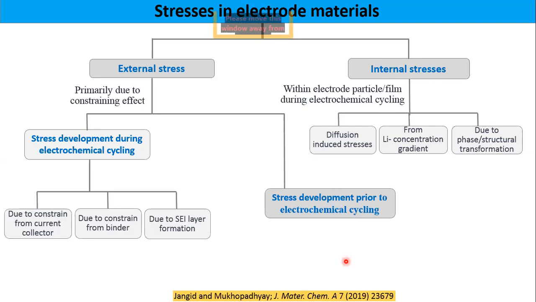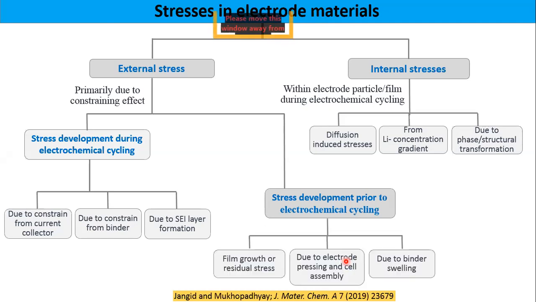And the external stresses can broadly be classified into categories: the stress during the electrochemical cycling and the stress prior to the electrochemical cycling. The stress during the electrochemical cycling can be due to the constraint, like when your electrode gets expanded. So the constraint from the current collector or the cell case in which your battery is packed. The second case, the constraint may come from the polymer binder. And thirdly, the contribution may come from the SEI layer formed on the surface of the electrode.